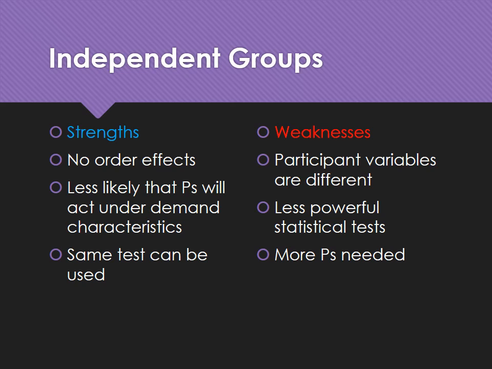Now, if you want to save yourself a bit of time in revision, if you look back at this slide and the slide beforehand, you'll notice that the AO3 for independent groups and repeated measures is just swapped. All the strengths of independent groups are the weaknesses of repeated measures and vice versa. So that will save you a bit of time in the long run.